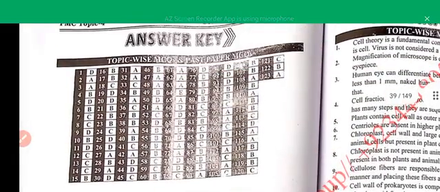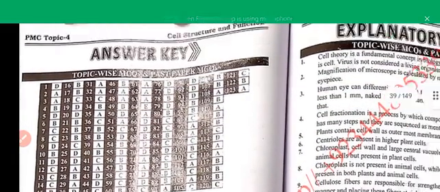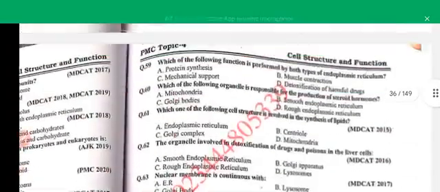B option is best for 16. Okay, B option is really best for 16.